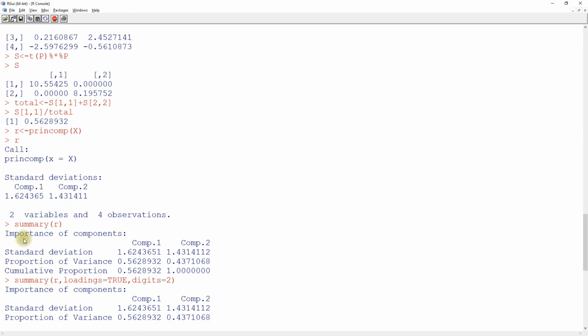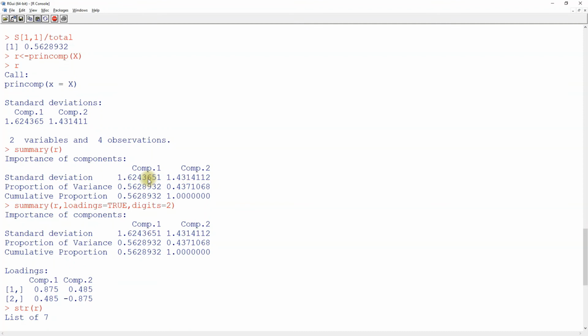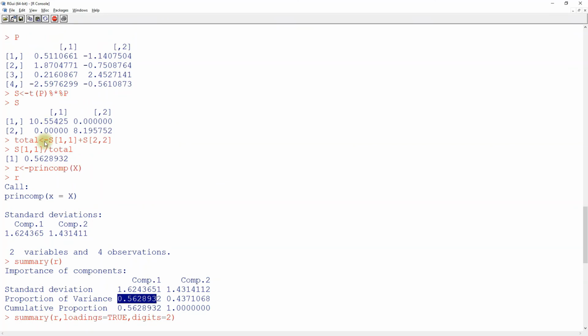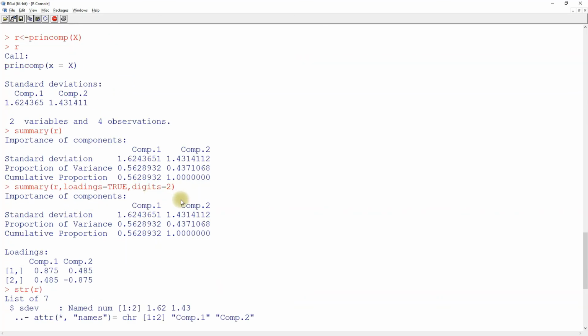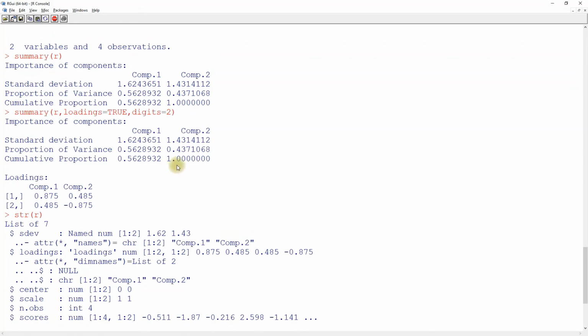Our princomp, and then you did a summary, you get some information that are available, 0.656. You know what is this 0.56? It represents the proportion of variation that is explained by the first component, and this is what we did here. You see 0.56, we did that. And then if you were to do it for the second as well, you will know that the second is explaining 43% of variation, and the total explains 100% of variation, obviously.